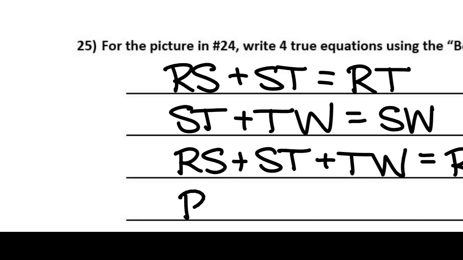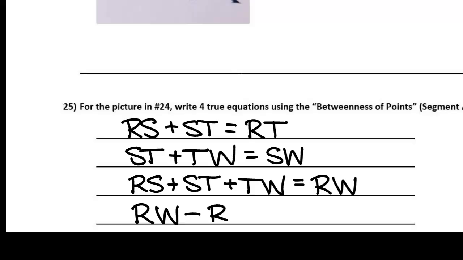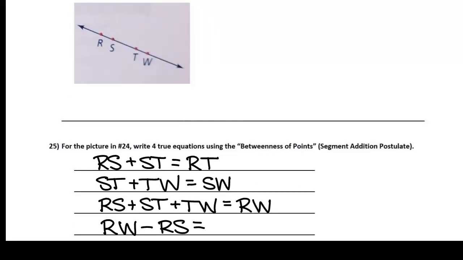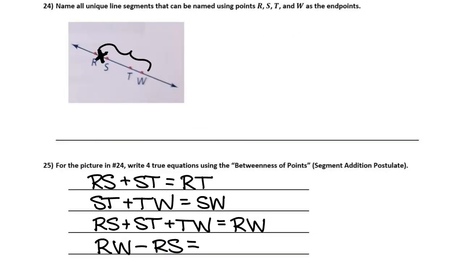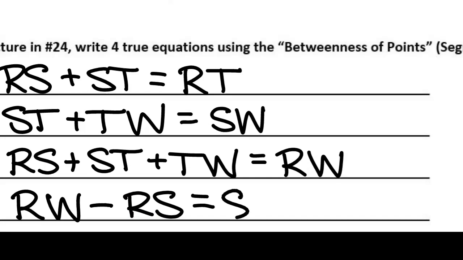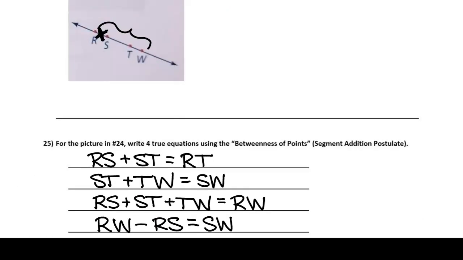If I have segment RW and I take away segment RS, so I have the whole thing, but then I take away this part right here, what am I left with? SW. There are 4 true statements that we can make using the betweenness of points, using the segment addition postulate.